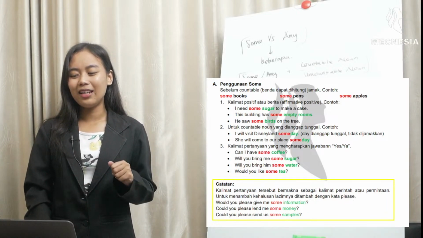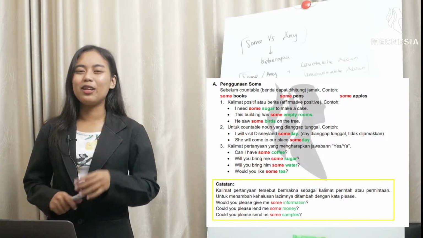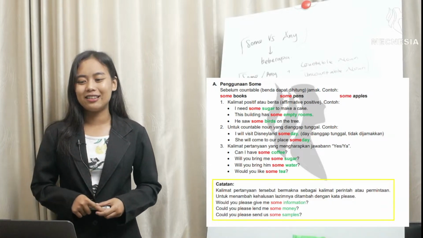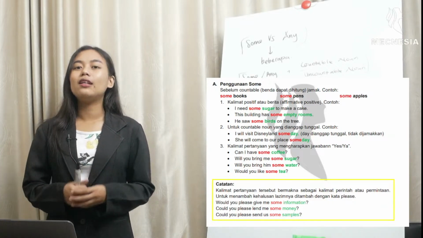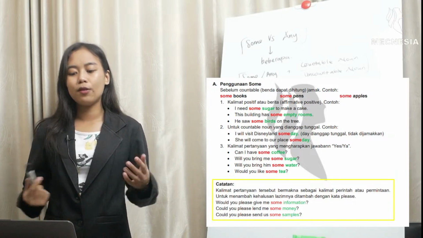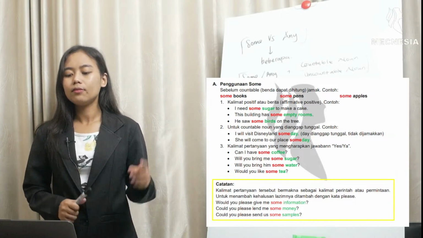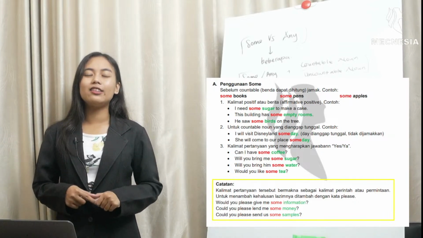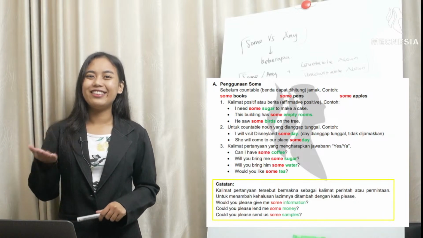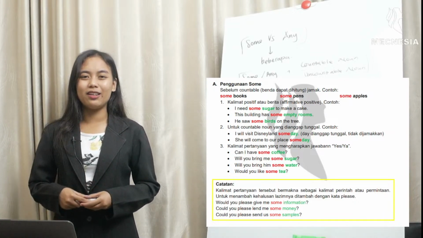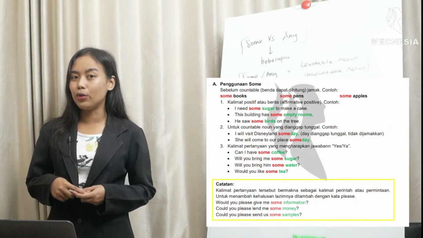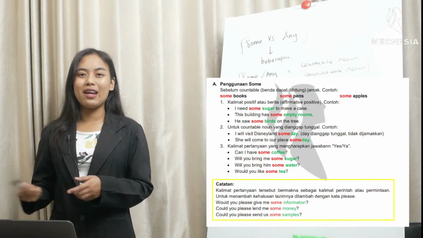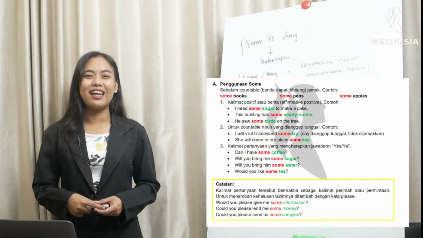Next, some hanya boleh digunakan dalam kalimat positive. Some can only be used in positive sentences, or we call it affirmative. For example, untuk contohnya, I need some sugar to make a cake. Let's say it. I need some sugar to make a cake. Aku perlu beberapa gula untuk membuat kue.